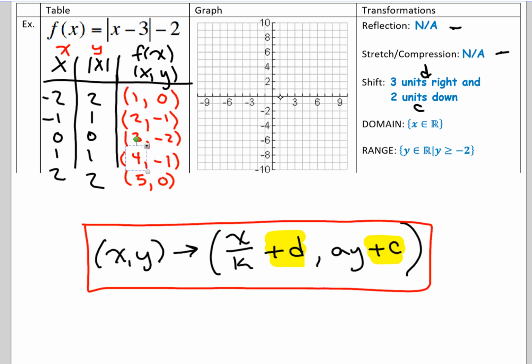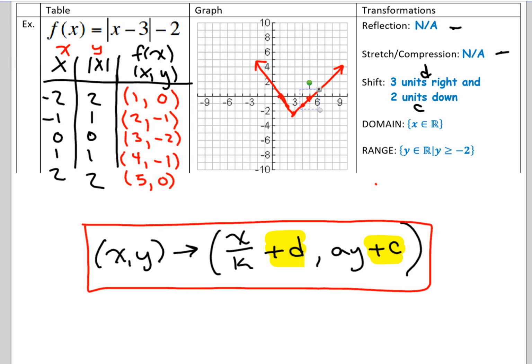So if you just plot them, 1 and 0, 2 and -1, 3 and -2, 4 and -1. You can see the shape is V-shaped again. That's what we wanted. Let's get the last point in there. And then you can connect it with lines, put arrows on the end because the domain is all real numbers.